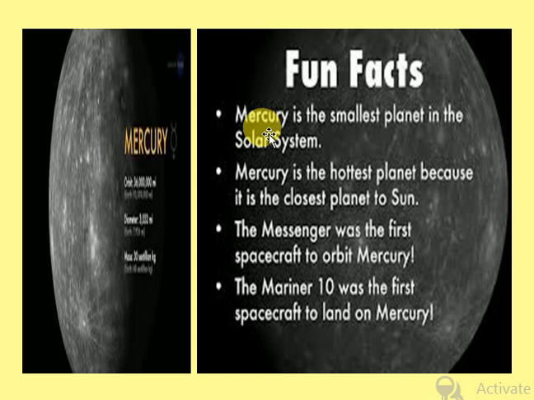First is your Mercury. Significant facts: it is nearest to the Sun, the hottest and smallest planet in the solar system. Hottest because it is the closest planet to the Sun. The Messenger was the first spacecraft to orbit Mercury. The Mariner 10 was the first spacecraft to land on Mercury. So try to find out more about this planet Mercury.